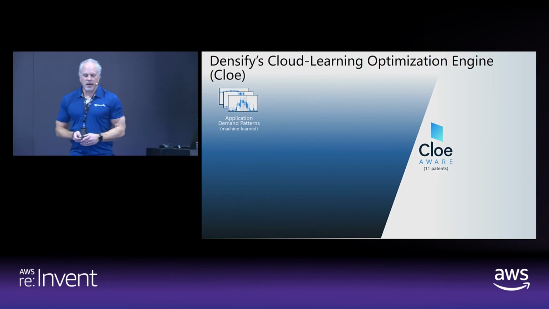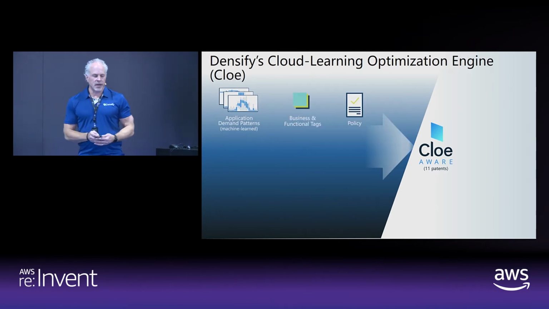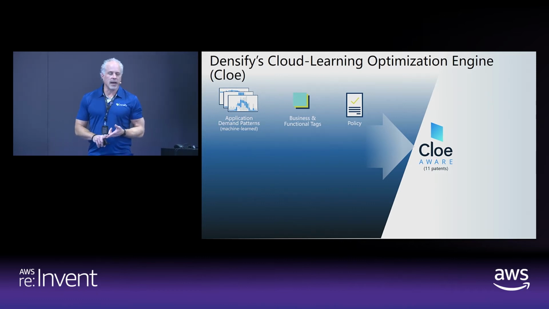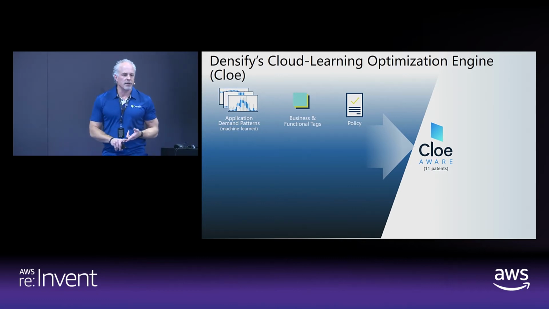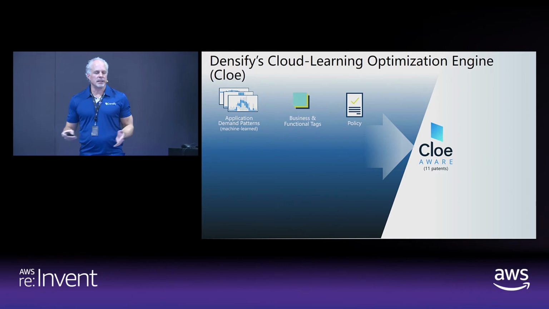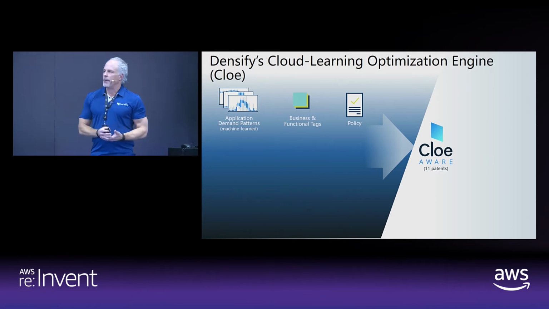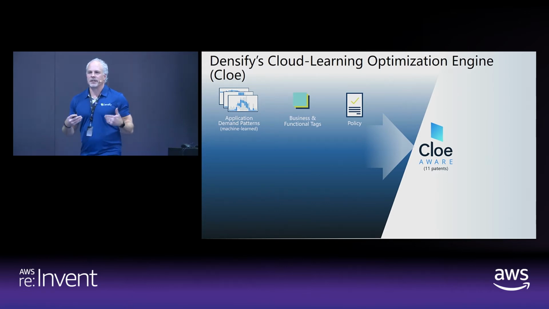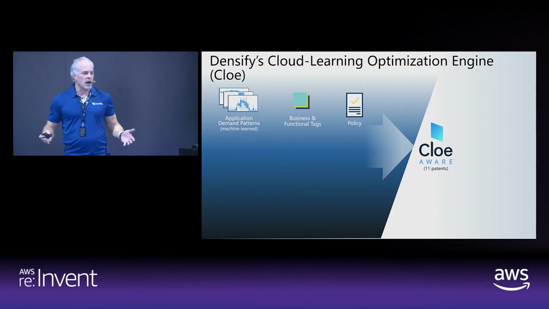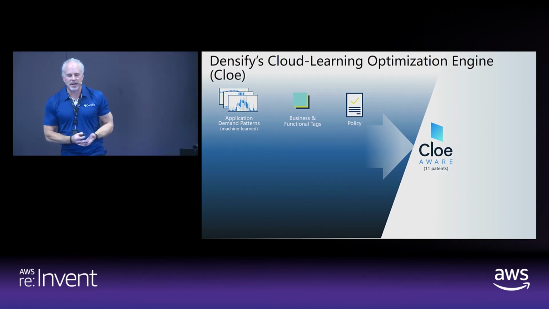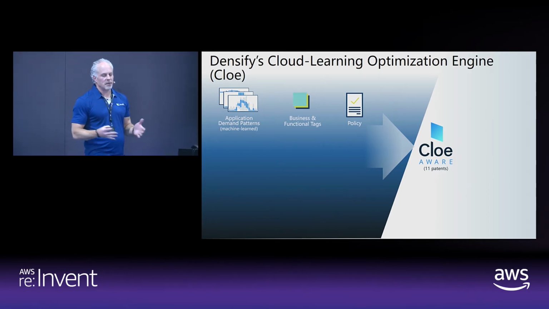The engine is, we call it Chloe, the Cloud Learning Optimization Engine. Chloe takes in the kind of information I was talking about earlier, the application demand patterns from something like AWS that will come from CloudWatch. We would augment that with pulling in data from something like a Splunk or a Datadog or a SignalFX. So if you got memory data up there or other metrics, we pull that in.